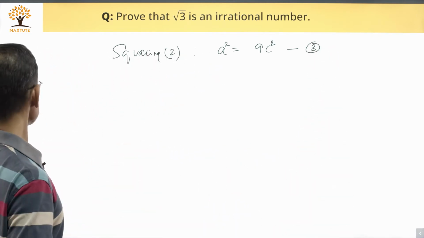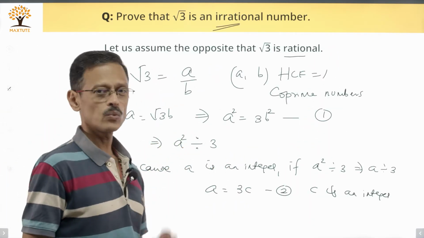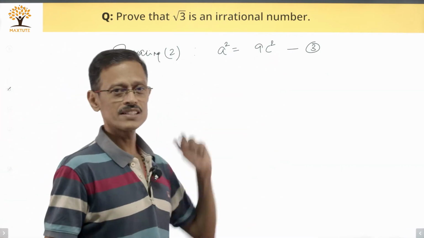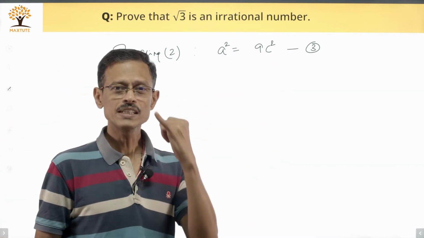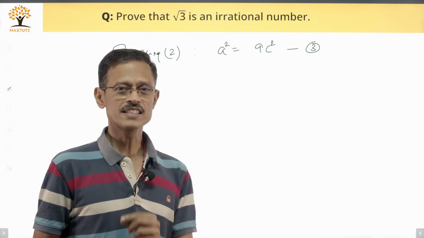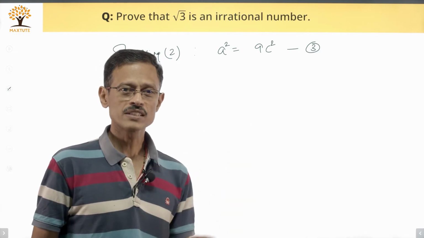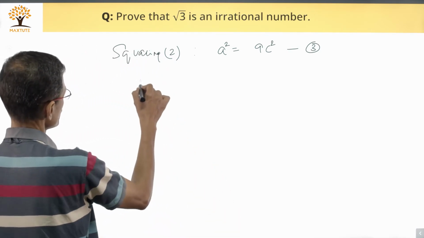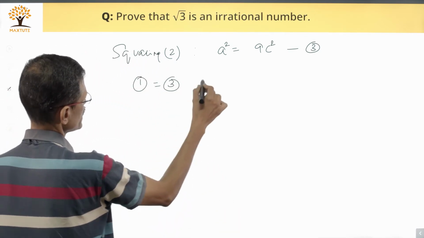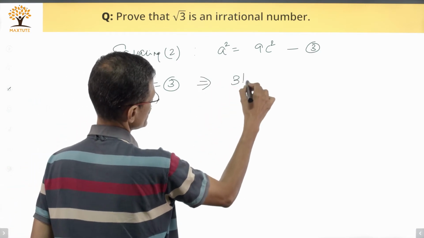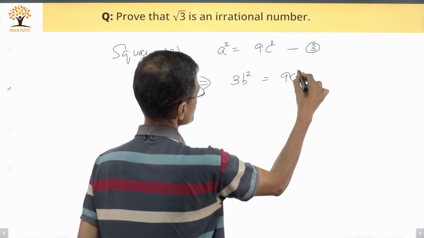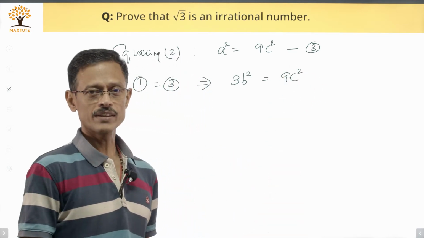Let's go back to the last slide. Check out equation 1. Equation 1 is a square is equal to 3b square. Equation 3 is a square is equal to 9c square. Both in equation 1 and 3, the left hand side is a square, which means the right hand side should be equal. We can equate the right hand sides. So, 3b square, which is the right hand side of equation 1, is equal to 9c square, which is the right hand side of equation 3.